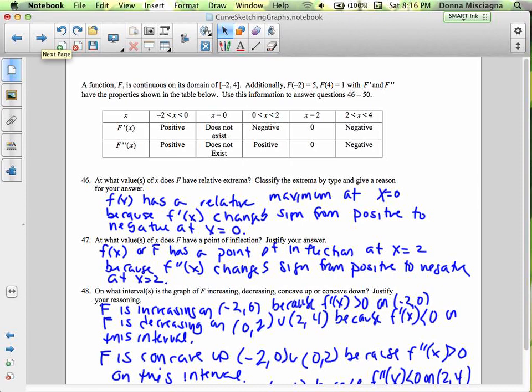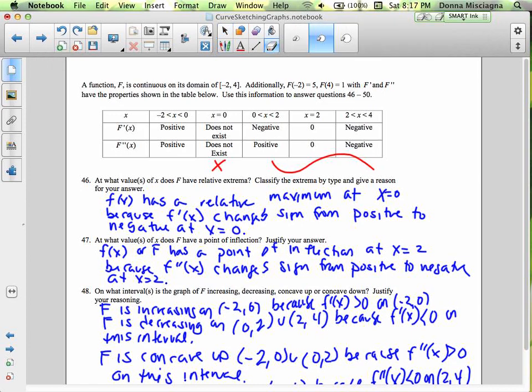At what values of x does f have a point of inflection? Now we're looking at the second derivative. Notice, not at 0: no change in sign, positive, positive, concave up, no inflection point. However, at x equals 2, the second derivative goes from positive, concave up, to negative, concave down. We have an inflection point at x equals 2.